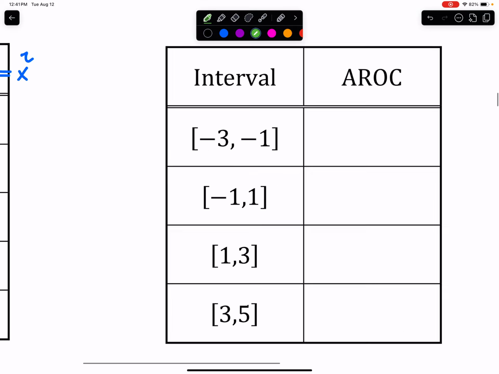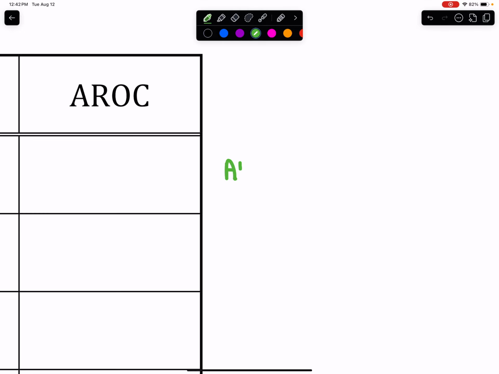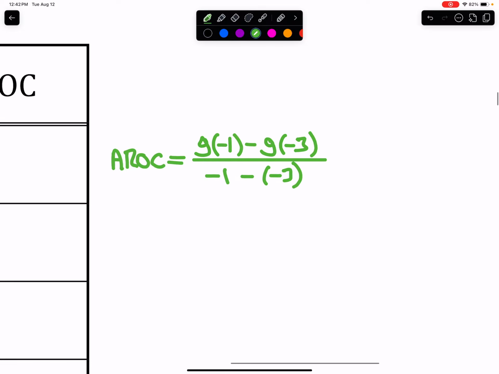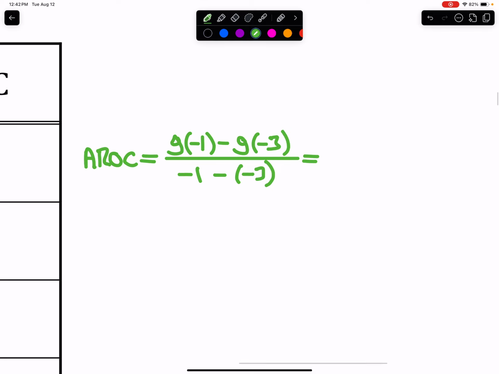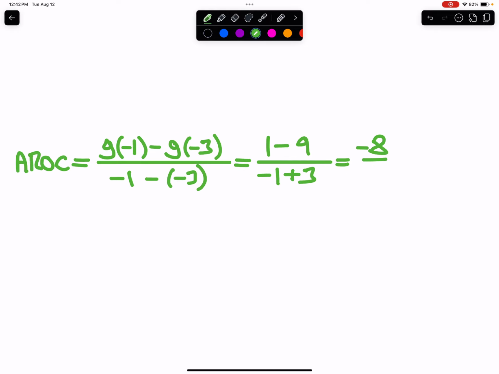So first off, I want to find the average rate of change from -3 to -1. So I'm going to do g of -1 minus g of -3 over -1 minus -3. So the output at -1 is going to be just +1, and then minus the output at -3, which is 9, over -1 plus 3, which is going to give you -8 over 2, which is going to give you an average rate of change of -4.